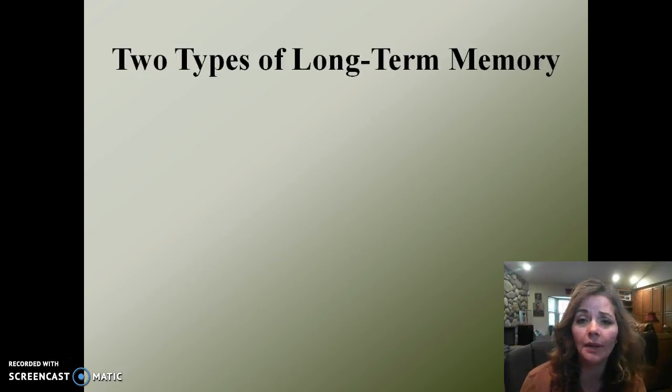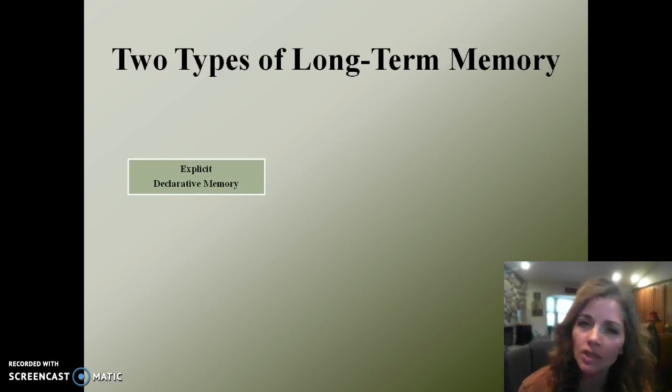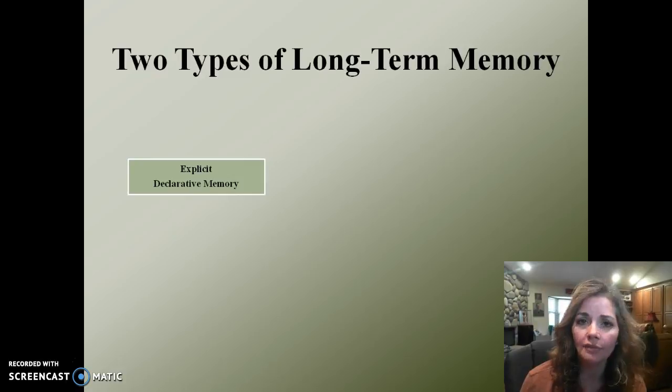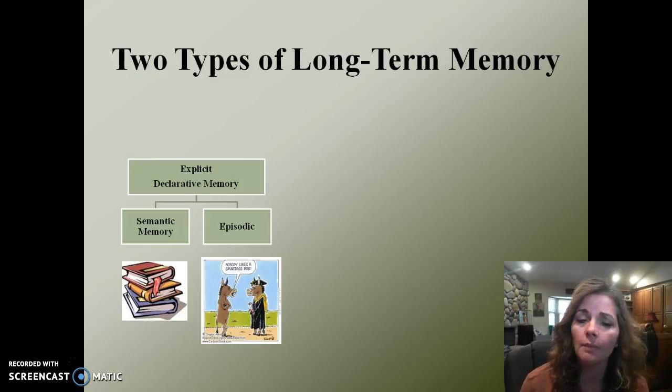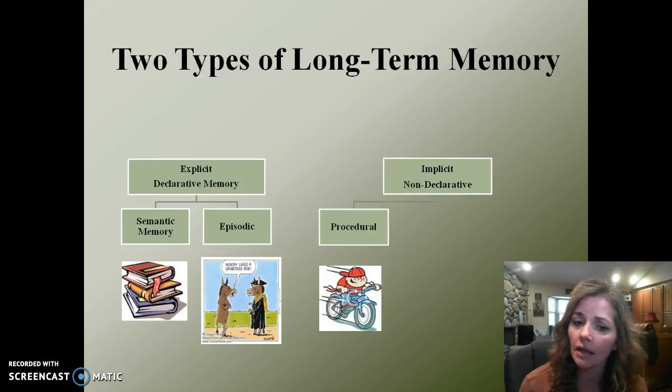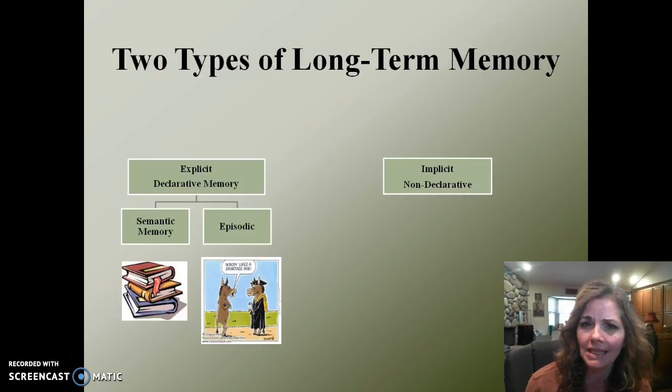So now let's talk about the two types of long-term memory. Long-term memory breaks down into explicit or declarative memory. We can declare the information that's in that memory. We have conscious awareness of it. It's very explicit, or it's out there, it's stated, it's known, okay? And that breaks down, but before I break that down, let me talk about implicit memory. Implicit is non-declarative. It's implied. It's kind of behind the scenes.